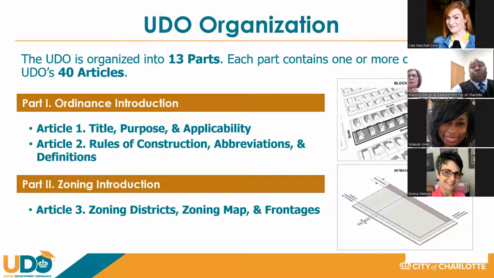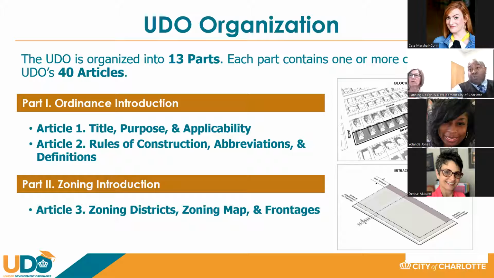Article 2 is our rules of construction, abbreviations, and definitions, and that is where you will find that we define general terms that we use throughout the ordinance. We did it this way so that there's a common term. For example, lot is defined through the entire ordinance, so we're using one definition. In previous ordinances, lot meant different things for different reviewing agencies, with different meanings and different terms.